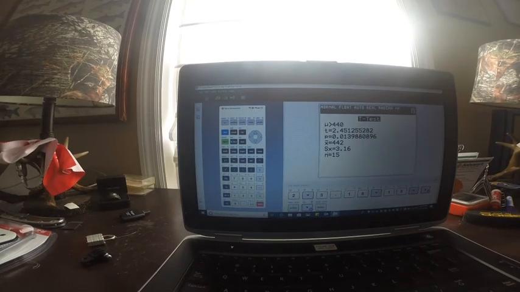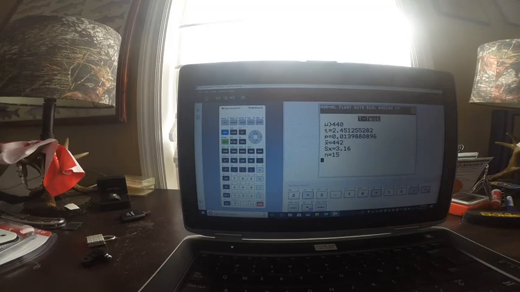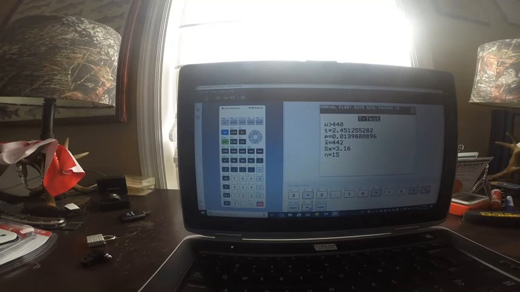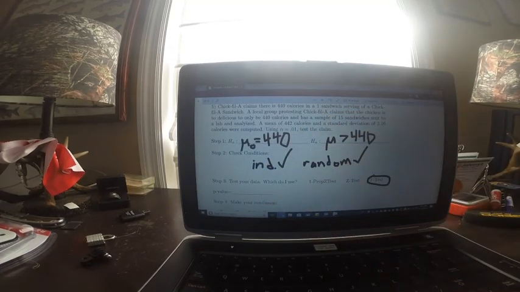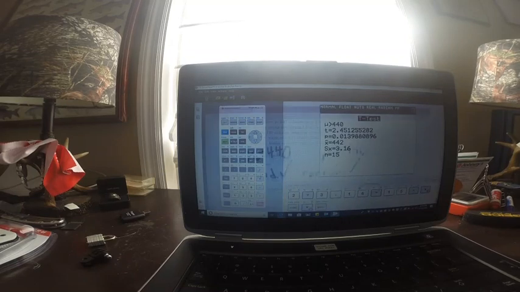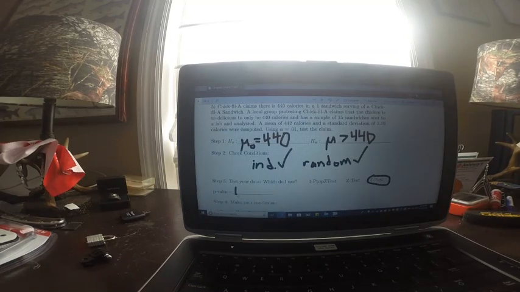And what we get is a p-value that is equal to 0.0139880896. So our p-value, we don't want to round it to 0.01 because our alpha value for this problem is 0.01. So we'll go out a little bit further. We're going to round it to 0.014.